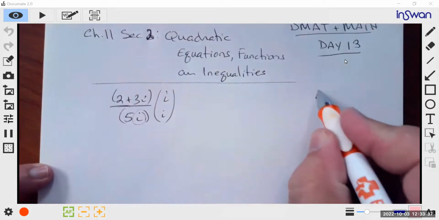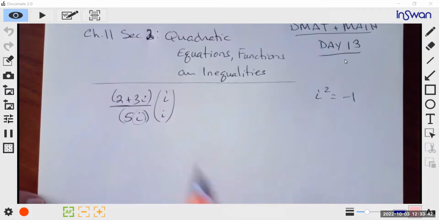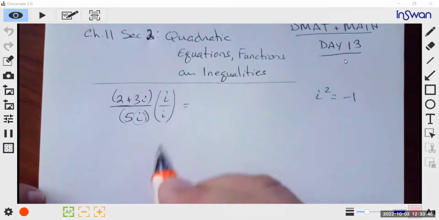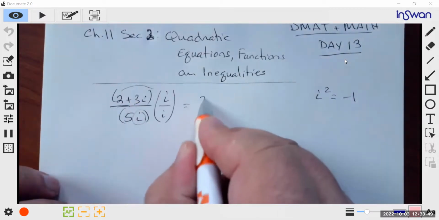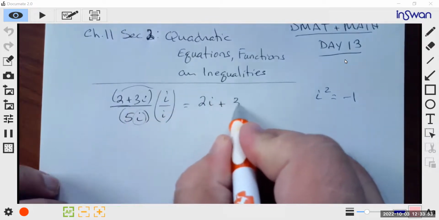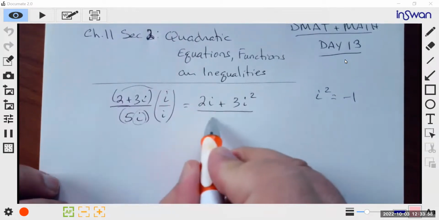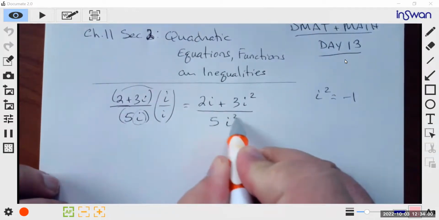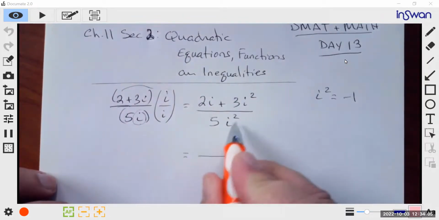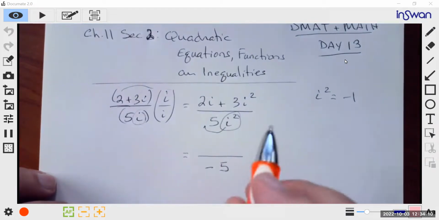Remember, once we get I squared, what does that become? It was -1, right? So we're just trying to get rid of this I. So if we multiply top and bottom by I, 2 times I is 2I. 3I times I is 3I squared. 5I times I is 5I squared, so this changes the sign of its coefficient, so it becomes -5. There's no more I on the bottom.